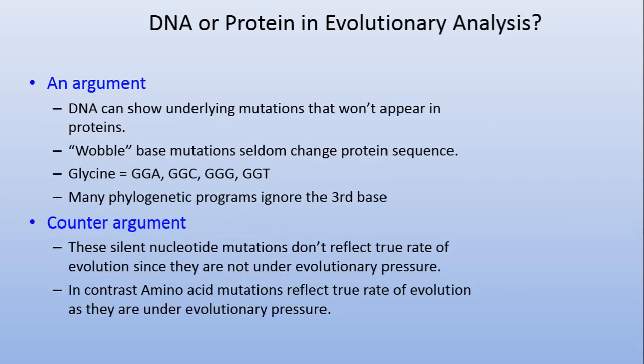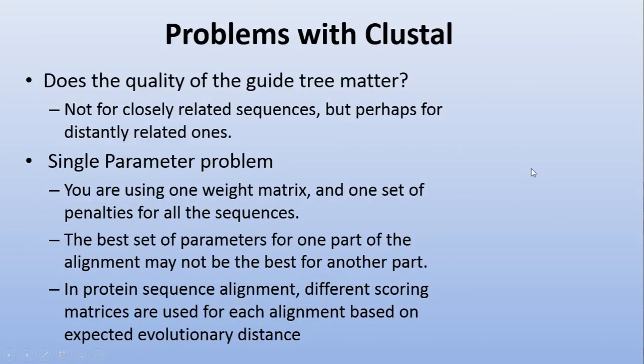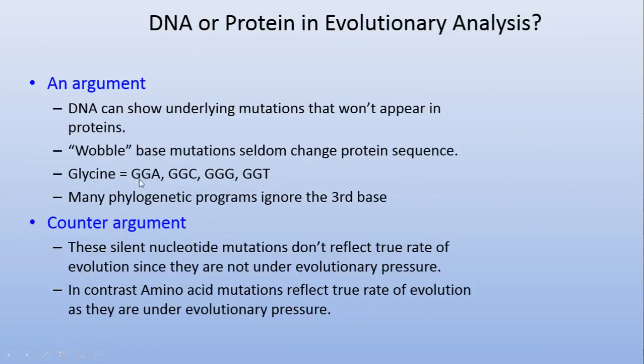Now let us discuss another aspect of your evolutionary analysis. Some people might ask, okay sir, what needs to be considered when you perform evolutionary analysis? Shall I use the DNA sequence of my gene, or shall I use the protein sequence of my gene? One can put forth an argument that DNA can show underlying mutations that will not appear in your proteins. You have wobble-based mutations that would seldom change the protein sequence. Let's say, for example, glycine can be coded by multiple codons. GGA would code for glycine, GGC would code for glycine, and so on and so forth. In this way, many phylogenetic programs ignore the third base, considering that there is a sense of wobble in the codons.